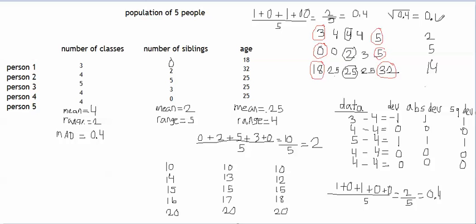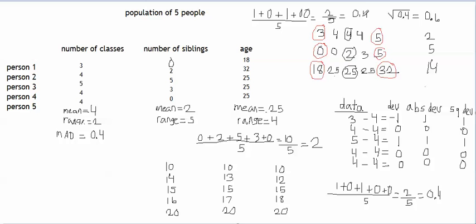Both of these values actually have a name. The mean of the squared deviations is called a variance, and the square root of the variance is called a standard deviation. If you calculate the mean of the squared deviations, your answer is called a variance. And if you take the square root of the variance, you get the standard deviation over here. The variance is the mean of the squared deviations, and the standard deviation is the square root of the mean of the squared deviations.